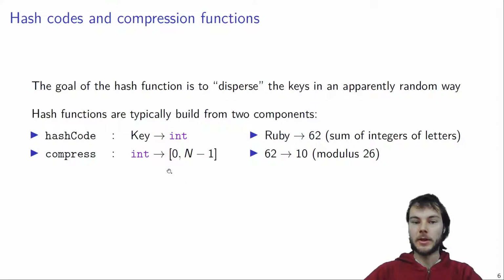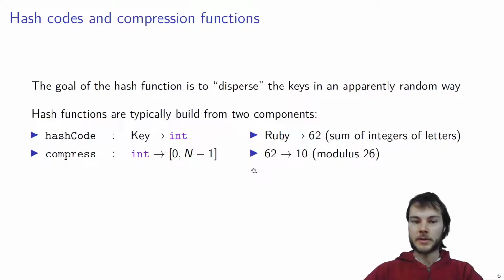But what we usually do is we split this in two. So first, we calculate an integer from the key. And in our example, that would be to count all the integers from all the letters. So the R is, I think, 17, U is also something, B is 1, and Y is 24. And in total, that is 62. And then we compress this. So in this case, we do just a simple modulus of 26, and then we get 10.